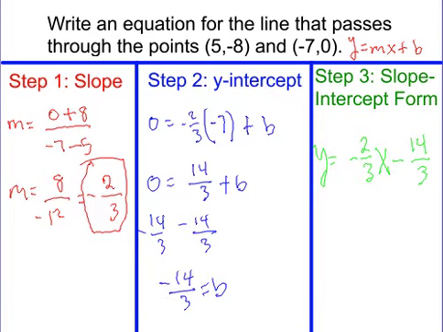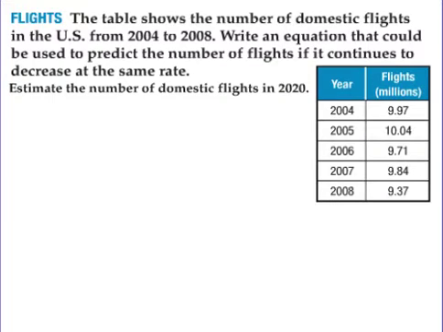Okay. All right. This last slide, we have a word problem to work through, obviously, and there's a couple of new vocabulary terms. I didn't give you a vocabulary slide, but I'm going to use the terms and give you the definition. First, let's read through the problem. The table shows the number of domestic flights in the U.S. from 2004 to 2008. Write an equation that could be used to predict the number of flights if it continues to decrease at the same rate. And then, after we've done that, then we'll estimate the number of domestic flights in 2020.